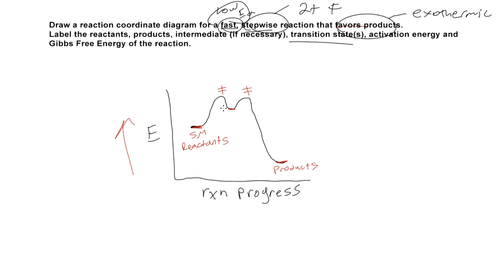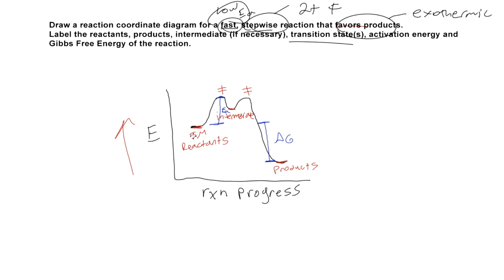And at that little dip, I don't know what you would call it, we have our intermediate. And switching over to blue, I'm going to label our activation energy and delta G. So our activation energy is going to be going from our starting material up to this transition state. So that's activation energy. And then our delta G is going to be going from our starting material or reactants all the way down to our products. We can label that delta G.